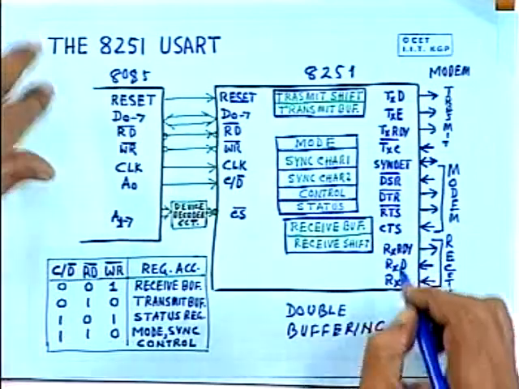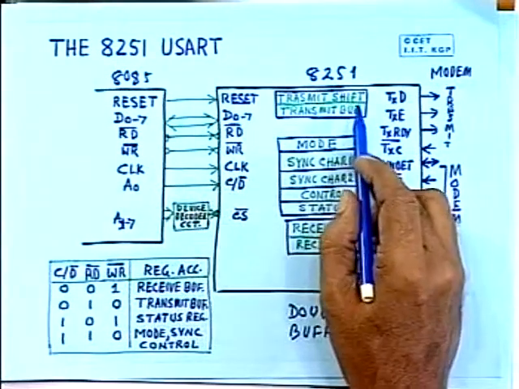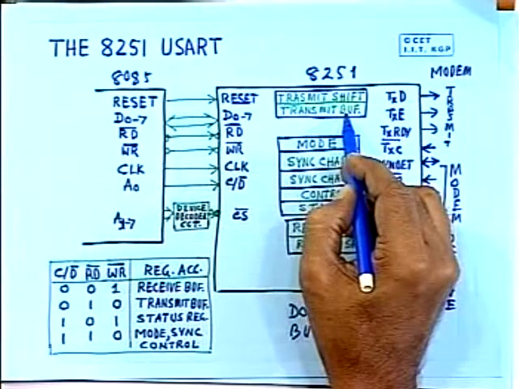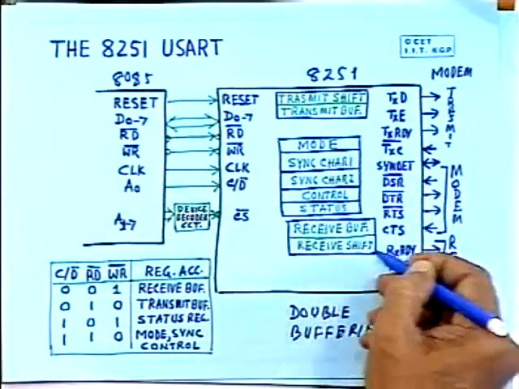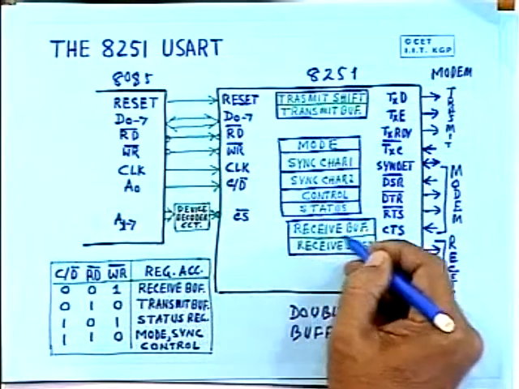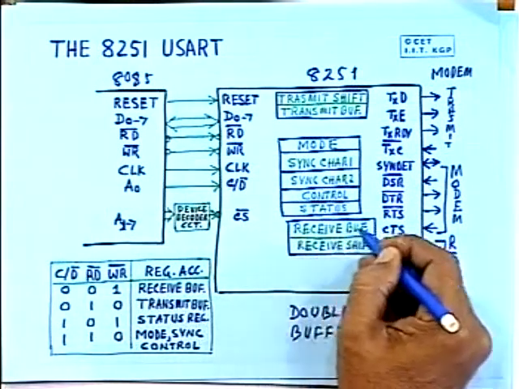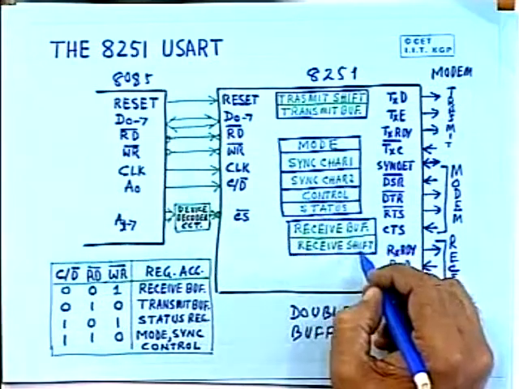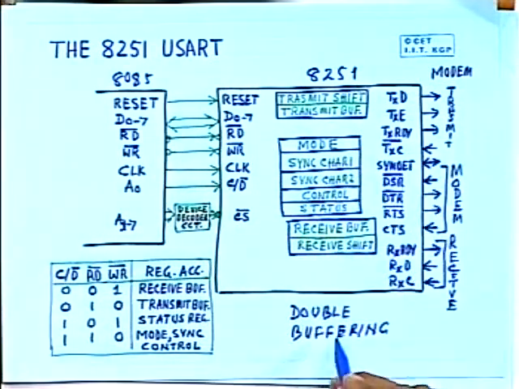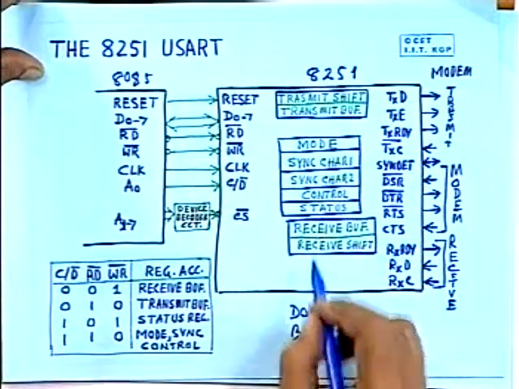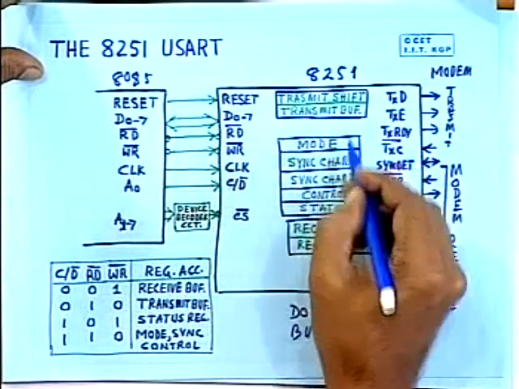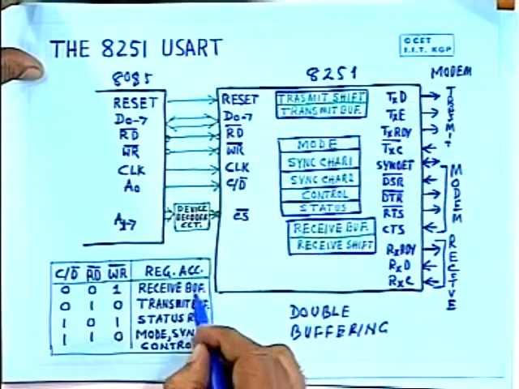The advantage here is that whenever transmission is going on, you can write another byte of data here. Similarly, when receiving is going on, the data which has already been received can be read by the microprocessor. So both operations can be performed in parallel because of the double buffering available here. However, the microprocessor can access either the transmit buffer or the receive buffer, as you can see here.